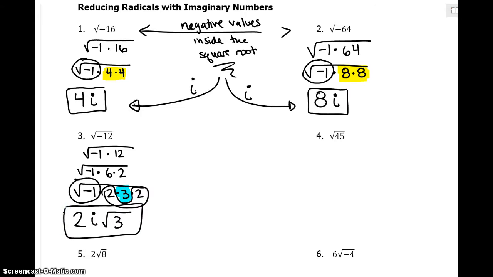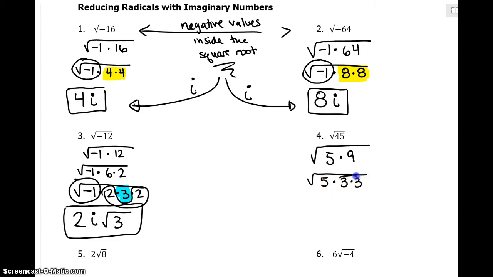Alright, great job. Now let's look at number 4. Number 4 is the square root of 45, and it's positive. So I'm not going to say -1 times 45 because it's not negative. So I'm going to break down the 45. Well, I know that 5 times 9 is 45. But I also know that I can't break down the 5, but I can break down the 9 into 3 times 3.